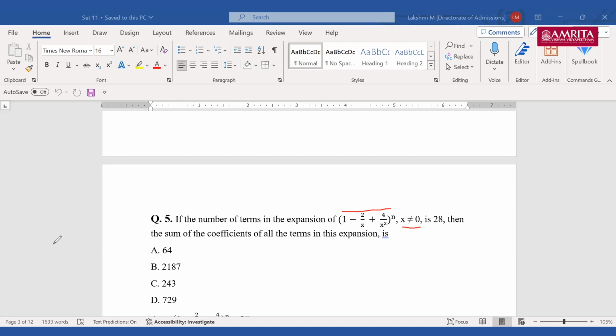If the number of terms in the expansion of 1 minus 2 by x plus 4 by x square whole raised to n, it's not x plus y. So what you have to do? Maybe just think about it. Given that x not equal to 0, the value is 28, then the sum of coefficients of all the terms in this expansion is. If you have completed the question, just type the option that you got in the chat box. Okay, I think 64. Okay, let's check.